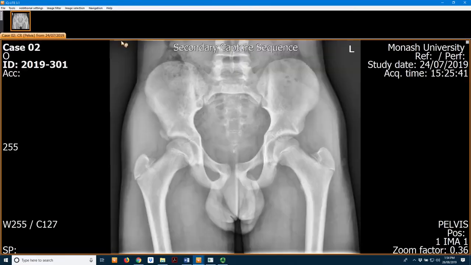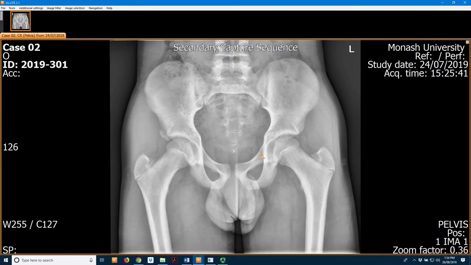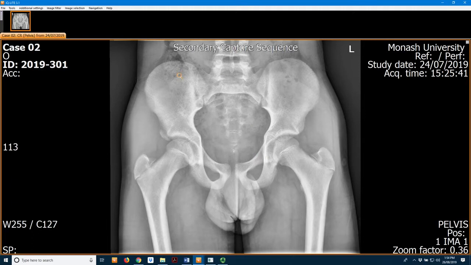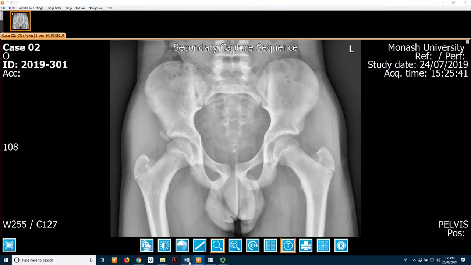Image 2 is the case of a patient with a painful right hip after a soccer match. When we zoom in, this is all normal apophysis, but on the right hand side, just adjacent to the pelvis, there is an avulsion fracture, and the fracture is at the anterior inferior iliac spine. Other than that, there is nothing else of significance.